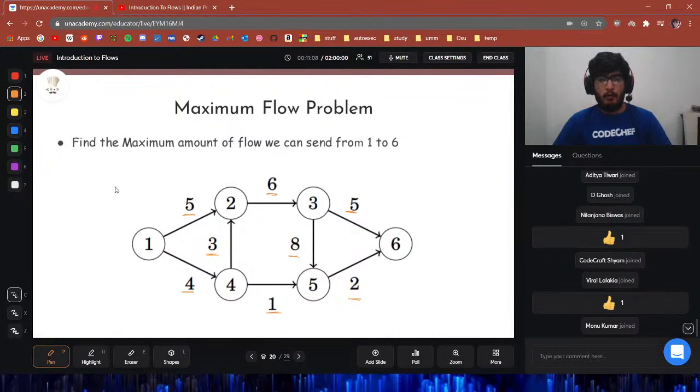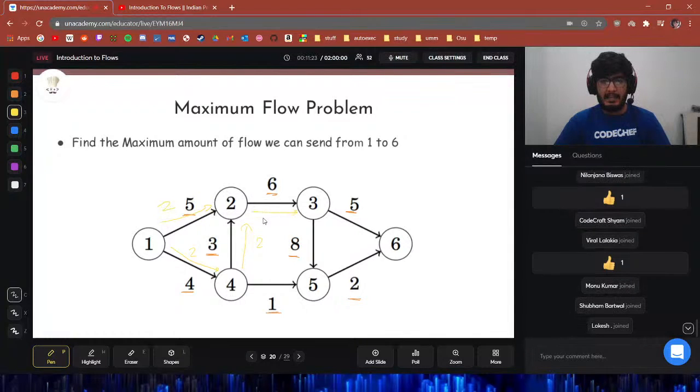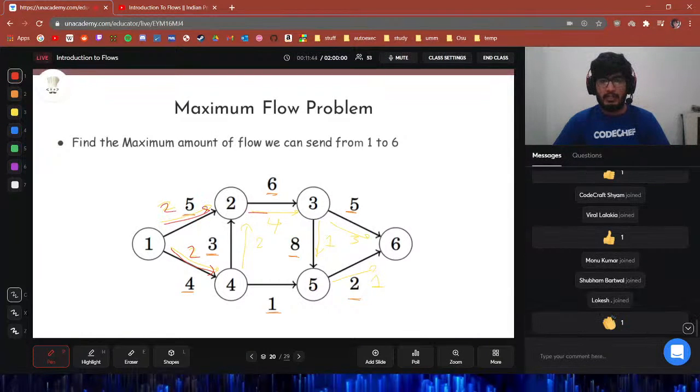An example of a flow, right, is this kind of structure where I'm sending 2 cubic meter per second from here, then 2 from here, then 2 from here, right? Then I'm sending, because this node has a total of 4 cubic meter per second on it, I'm sending 4 here, I'm sending 1 here, I'm sending 3 here, and then lastly I'm sending 1 here, right? So this is an example of a flow. This is not the optimal value of the flow, but this is one example of a flow structure, right?